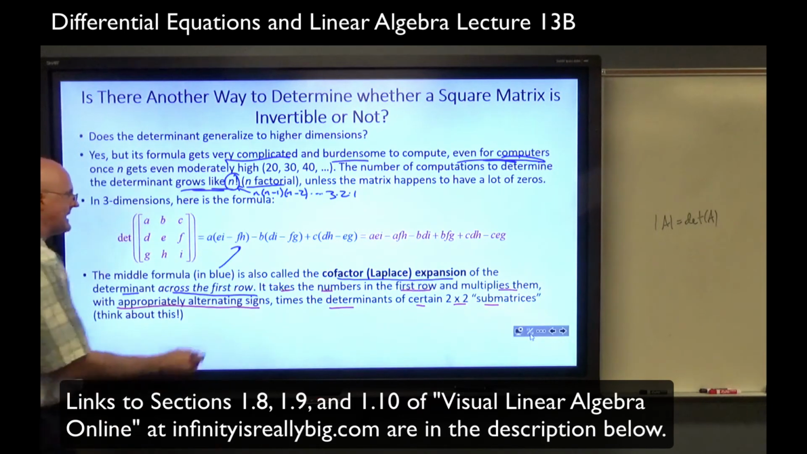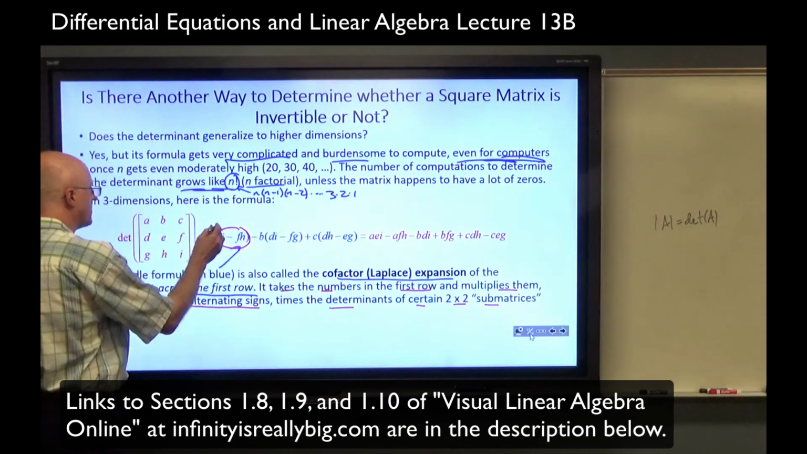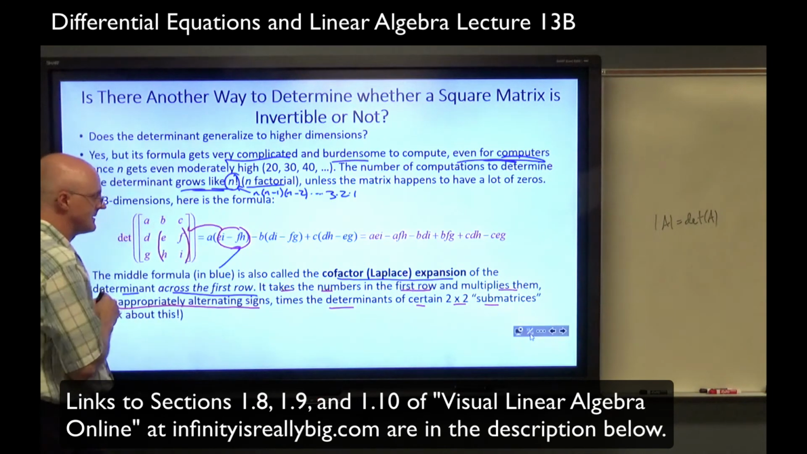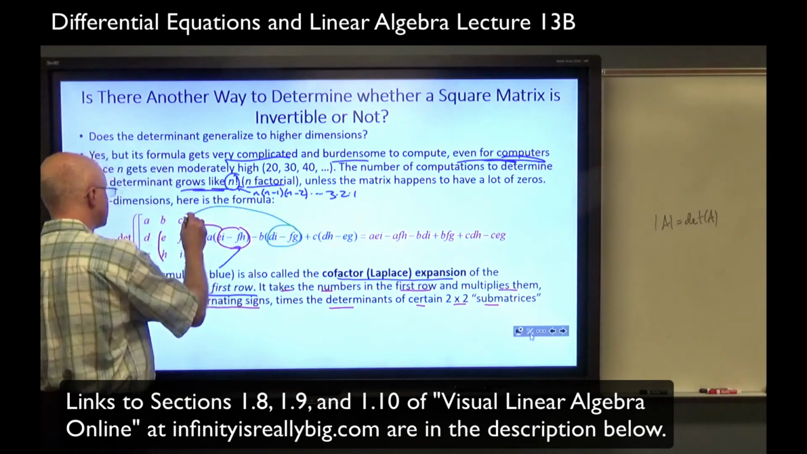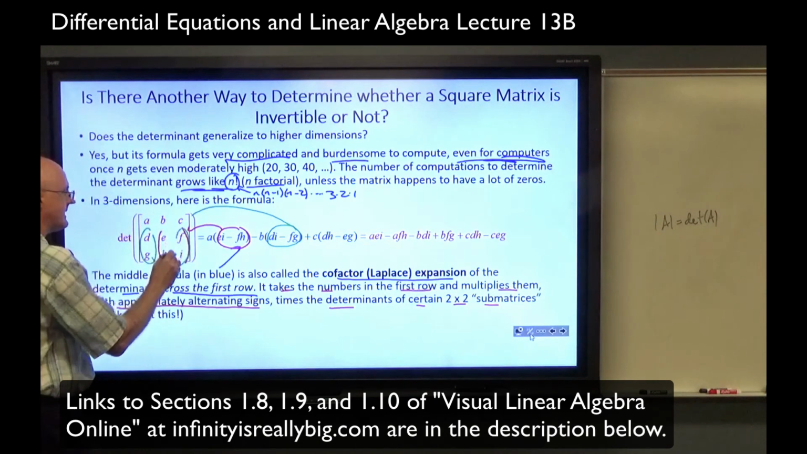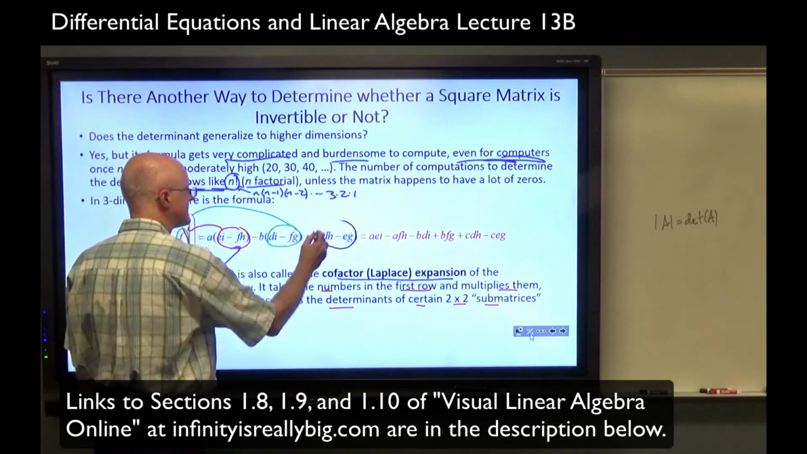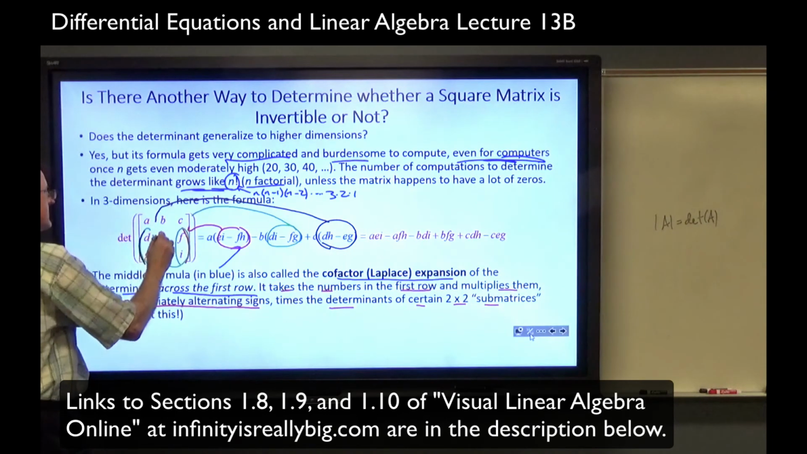notice that EI minus FH is the determinant of this 2 by 2 submatrix. DI minus FG is the determinant of, well, a broken submatrix, DG in the first column and FI in the second column, DI minus FG. And DH minus EG is the determinant of another submatrix, this one right here.